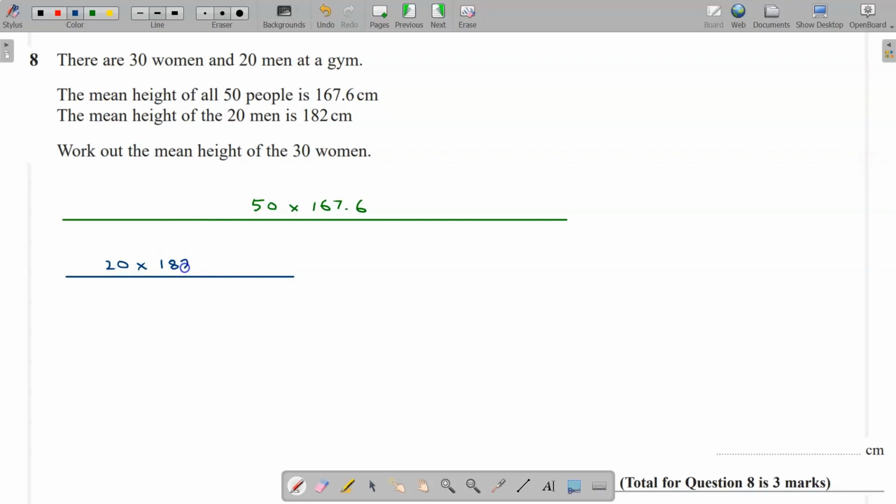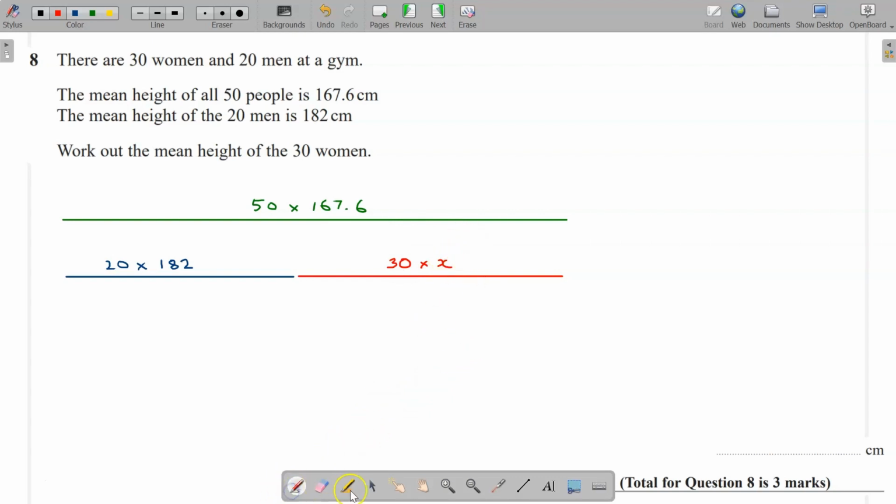So the remaining part to the right, I'll do that in a different colour, must represent the total height of all 30 women added together. So if we write on there 30 times x, because we don't know what x is yet, which is what we're trying to find out. What I can see is that if I subtract the blue from the green, I'm going to be left with the red, and then I just need to divide it by 30.